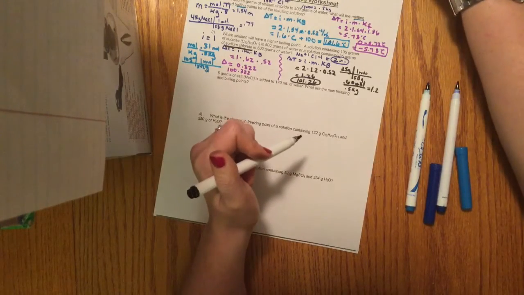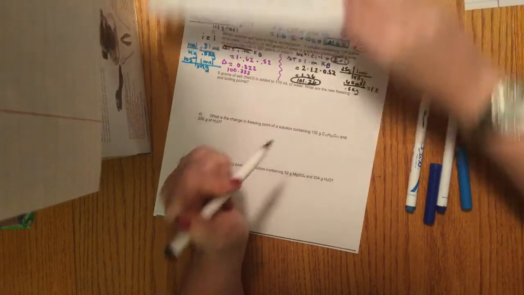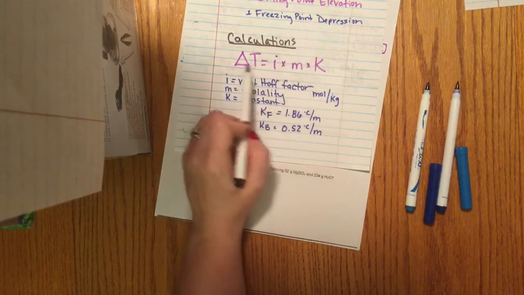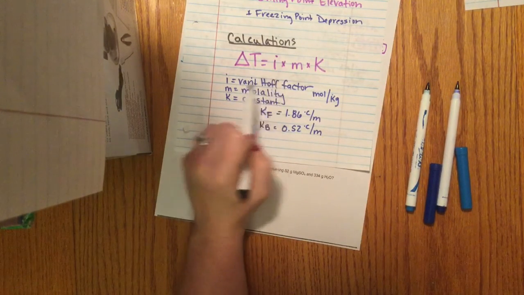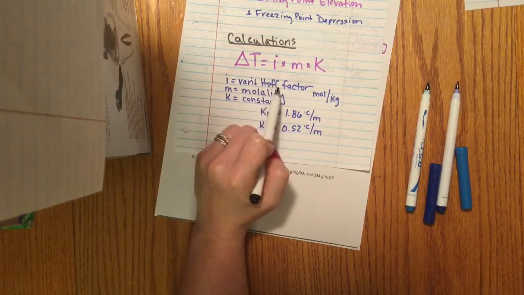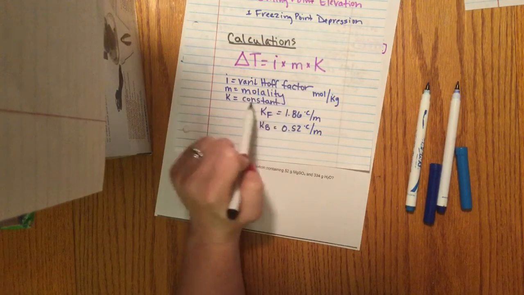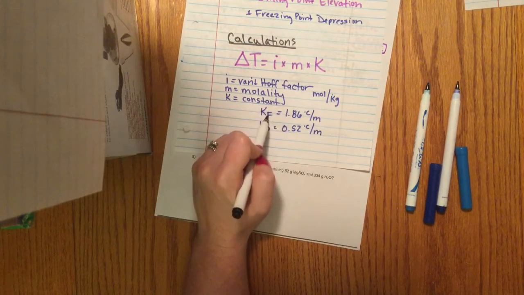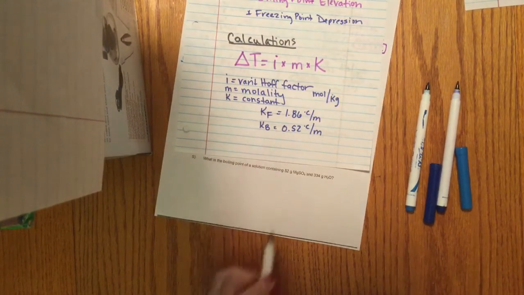So this is how you solve freezing point depression and boiling point elevation problems, all based on the idea of delta T equals I times M times K. Delta T is the change in temperature, I is the Van't Hoff factor, how many parts it breaks into, M is the molality, moles per kilogram, and then K is the constant. The constant for freezing and the constant for boiling are located here.